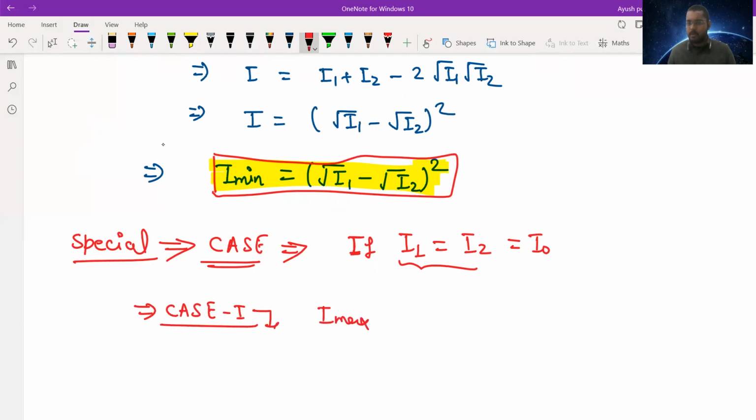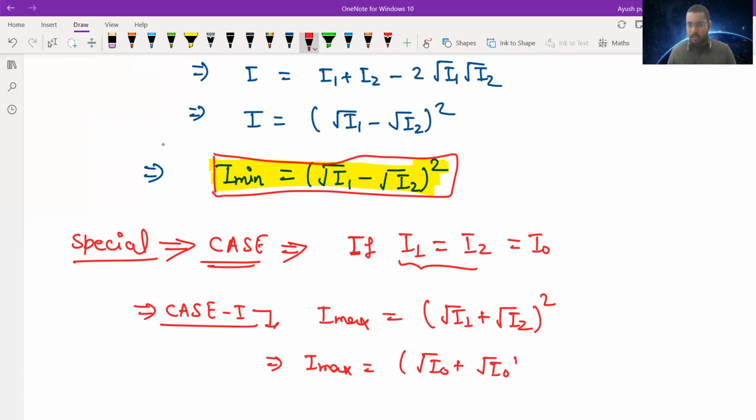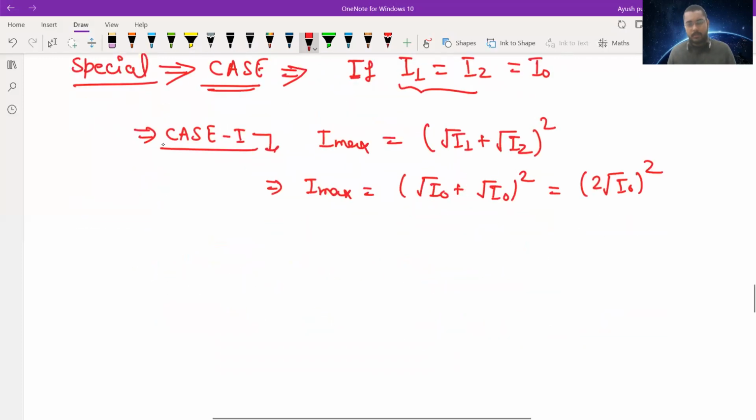what was the formula for maximum intensity? That was I max is equal to root I1 plus root I2 whole square. Now let's put this value. So I max is equal to root I0 plus root I0 whole square. So this will be 2 root I0 whole square. So what will be the maximum intensity? The maximum intensity will be 4I0.